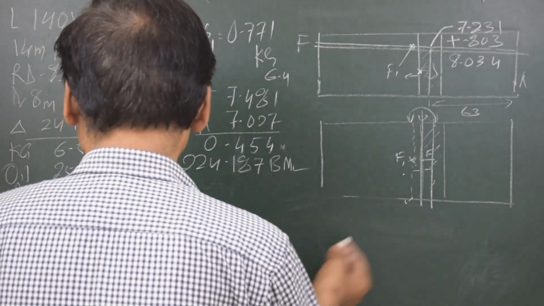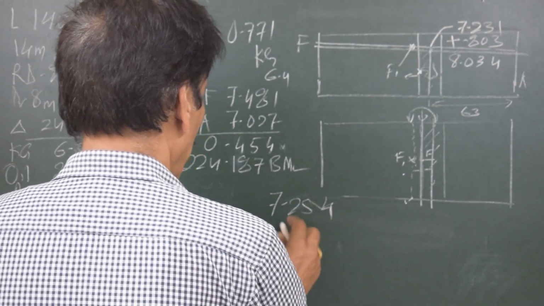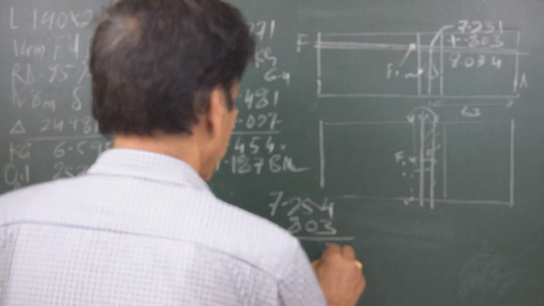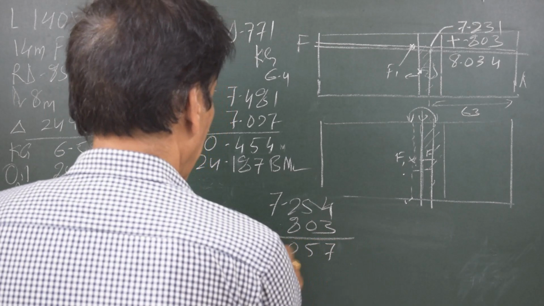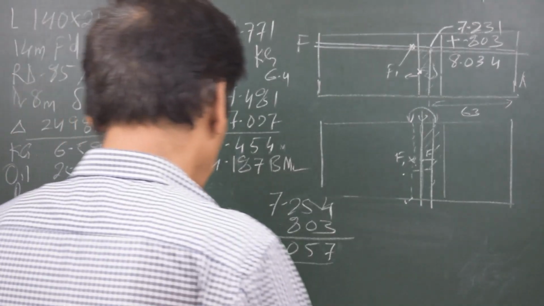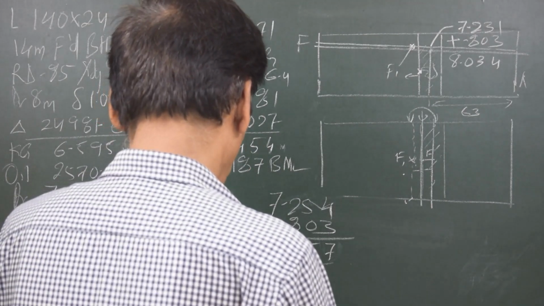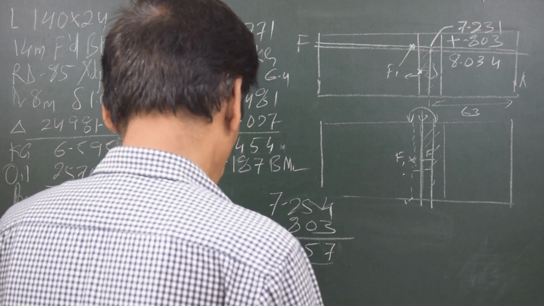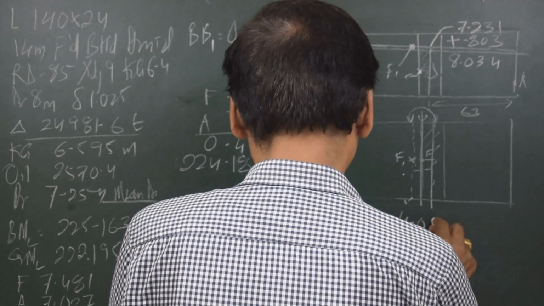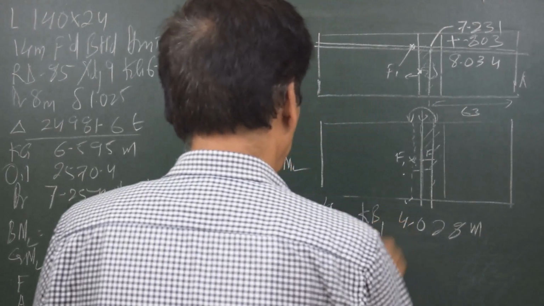First of all, let us find out what was the KB. 7.254 was the draft before damage, and then there was the sinkage of 0.803 meters. 8.057. So KB after the damage, I would say 8.057 divided by 2, that is 4.028. So this is KB.